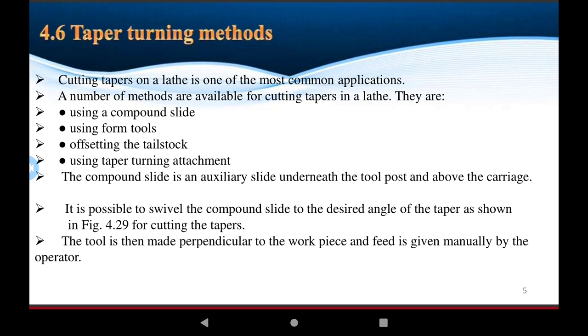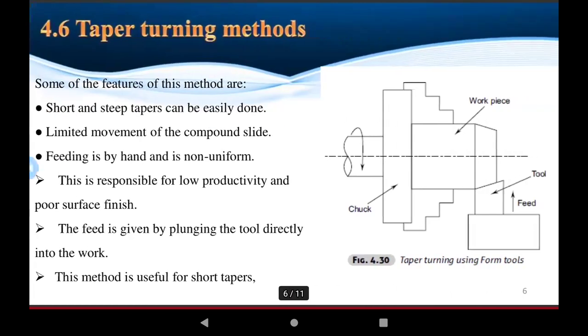The feed is given manually according to the parameters. A taper turning operation uses tapered tools. Taper tools are used in this operation.